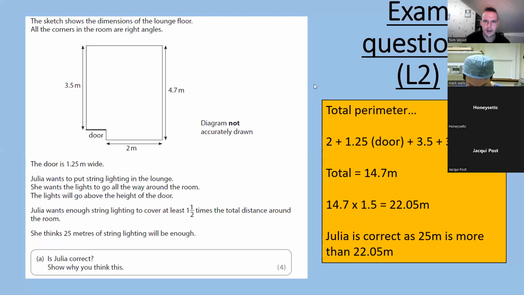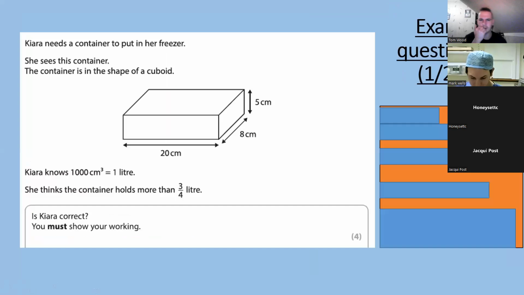Okay, so we'll move on then. We'll have a look at our next random question that we've got here. And just to let you know, this is a level 1 question, but again, very similar. Could be a level 2 question easily.